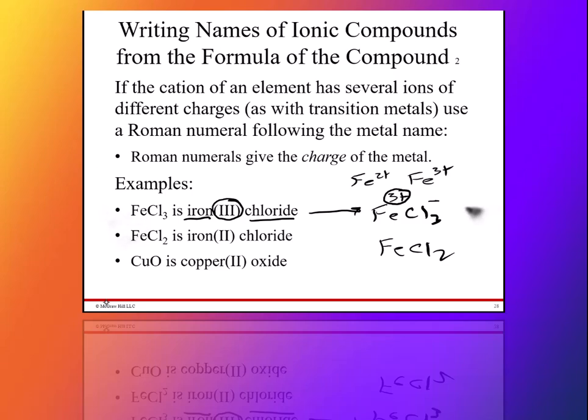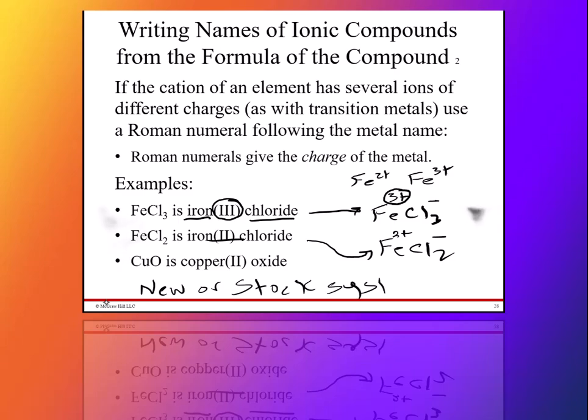So this one, the chlorine is negative, and there's two of them. So that means this iron has to be a 2 positive ion. So this is called iron Roman numeral 2. This is called the new system, or the common name for it is also stock system. So if they ask you for the new system or stock system of naming, they are expecting you to write the Roman numeral between the metal and non-metal. And this occurs generally with the transition metals.